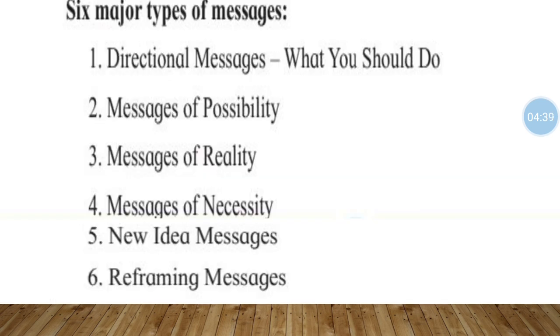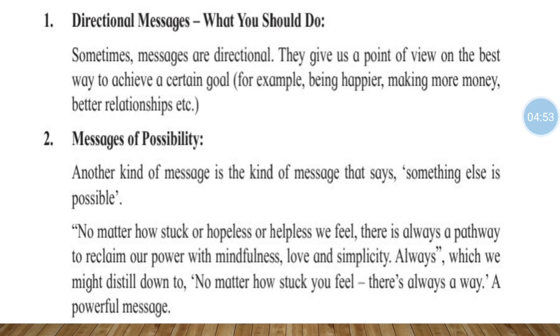Now there are 6 major types of messages. What are those? Directional messages, message of possibility, message of reality, message of necessity, new idea messages and reframing messages. What is a directional message? See children, directional messages always give us a point of view on the best way to achieve a certain goal. For example, being happier, making more money, better relationships. So, directional messages always give us a good direction to achieve something, and always motivate us.